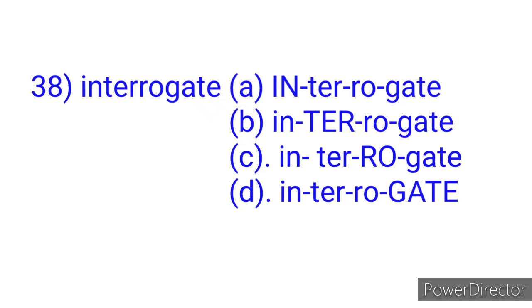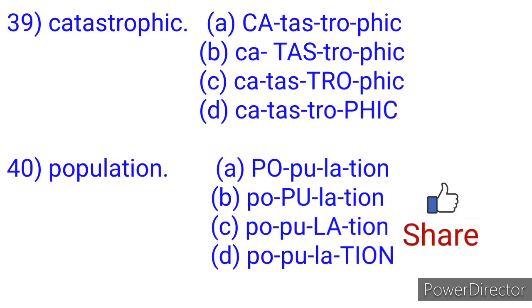Now let's look at question 39. We have catastrophic. Now when a word ends in IC, where should you stress? You should place the stress on the second syllable from the end. So which one is going to be the correct answer? The correct answer is going to be option C, straw, because this is the second syllable from the end of the word. The word ends in IC.